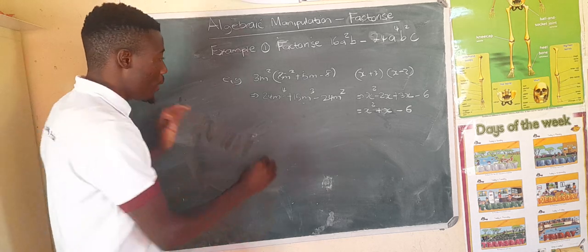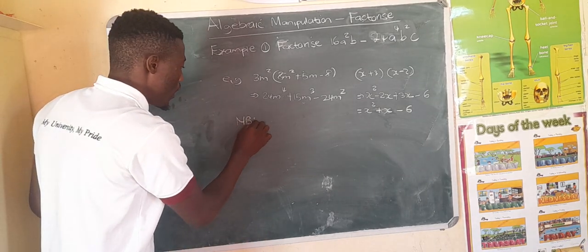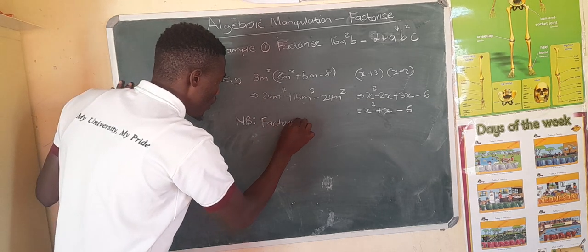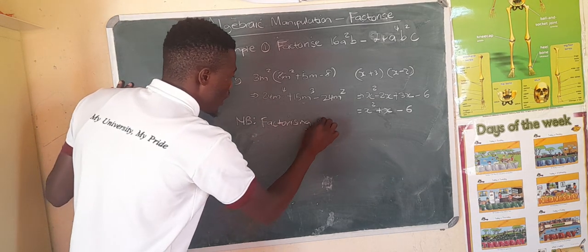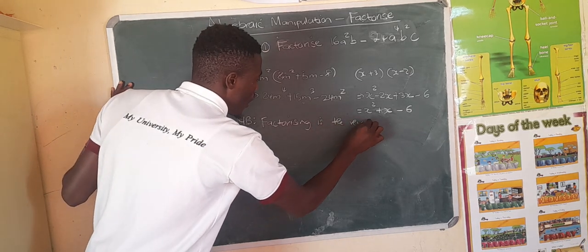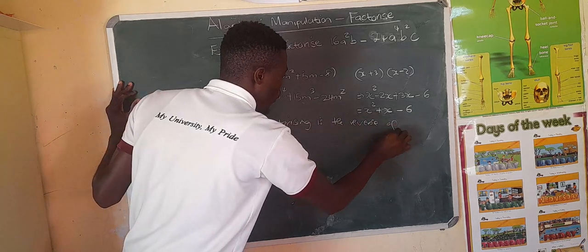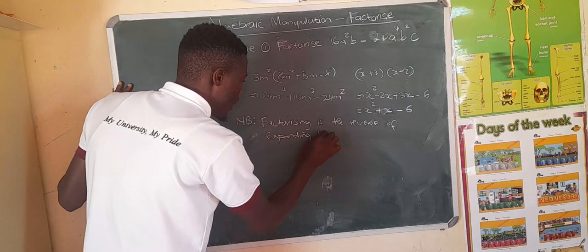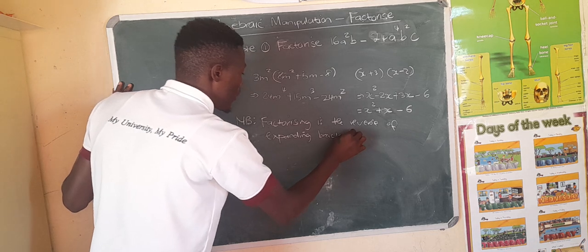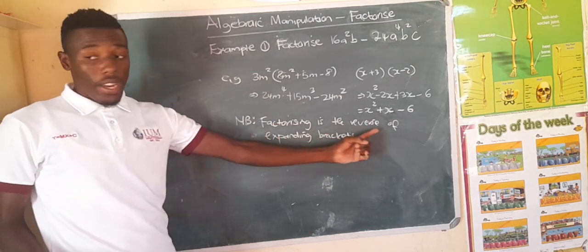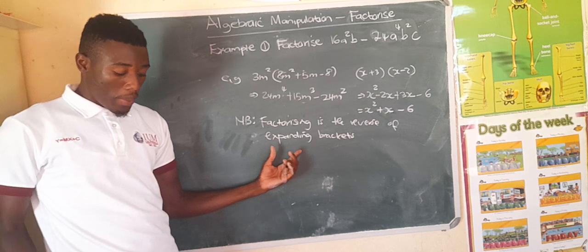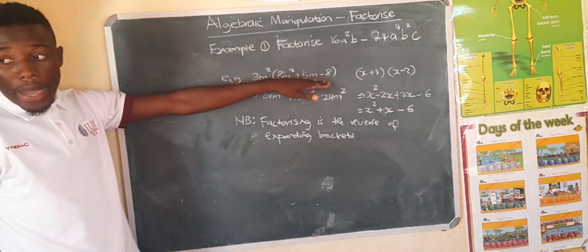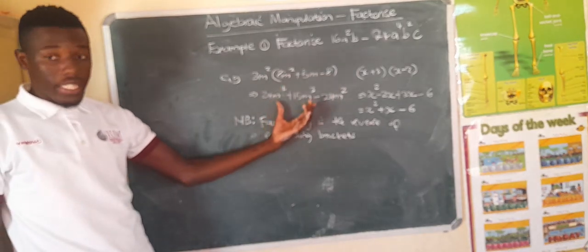We have expanded this, and then we have also expanded this. So now, factorization. Factorizing is the reverse of expanding brackets. Okay? Now we have expanded this, and then it gave us this expression.